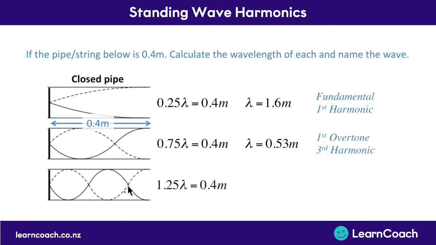Finally, we have 1.25 wavelengths if we count them here, and that equals our 0.4 meters. Dividing both sides by 1.25 gives us our wavelength of 0.32 meters. And this is our fifth harmonic, because we've got 5 quarters in there, but it is our second overtone. So these are some examples of how we can use the length of the pipe to calculate the wavelength, and you can do the same going backwards and reiterating our naming here.